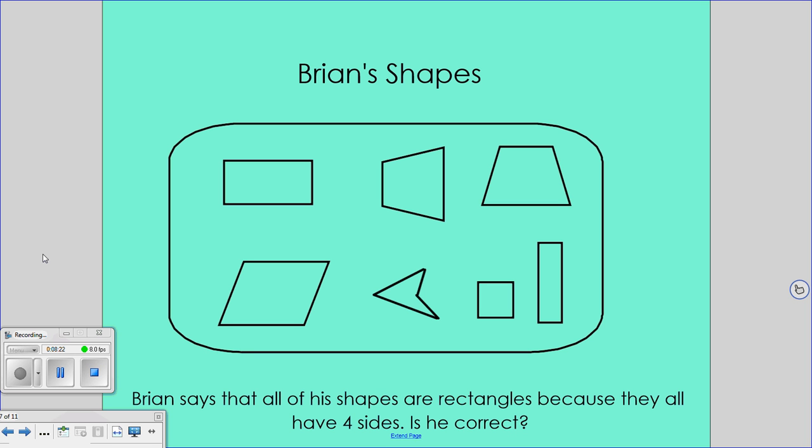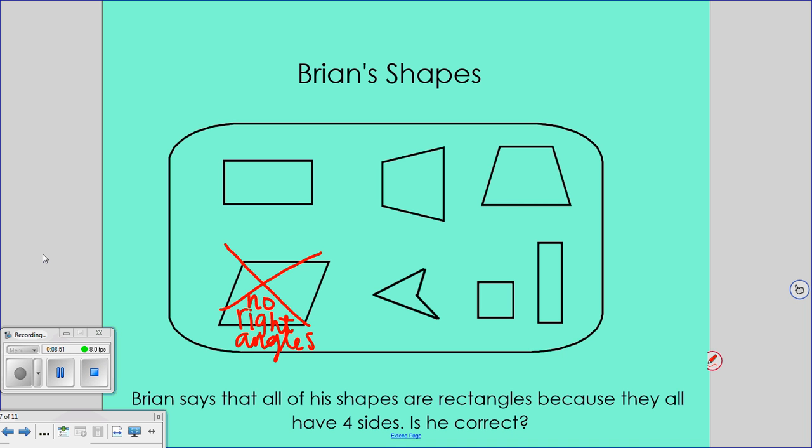Attribute. It is an attribute for a rectangle to have 4 right angles. And some of them do not have right angles. Tell me one that does not have a right angle. Just one. The parallelogram. This one right here. And I love that you call it by its name. Great. This does not have right angles. No right angles. And that's very important for a rectangle.